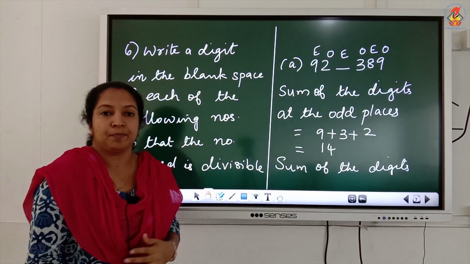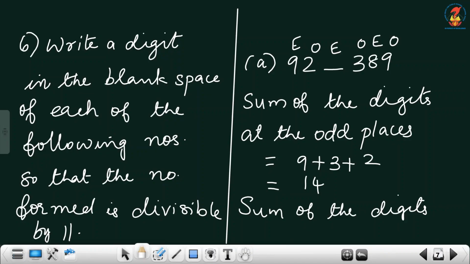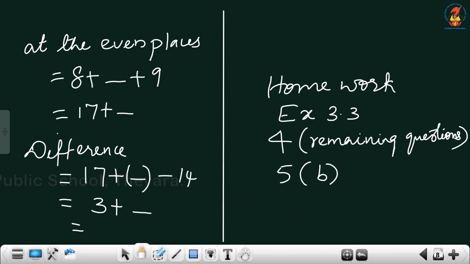Then, sixth question. Write a digit in the blank space of each of the following numbers so that the number formed is divisible by 11. The number formed should be divisible by 11. You have to write a digit in the blank space. For that, you have to divide it as odd, even, odd, even, odd, even. Then you have to take the sum of the digits at the odd places. So, 9 plus 3 plus 2, which is equal to 14. Then the sum of the digits at the even places, 8 plus 1 plus blank plus 9.